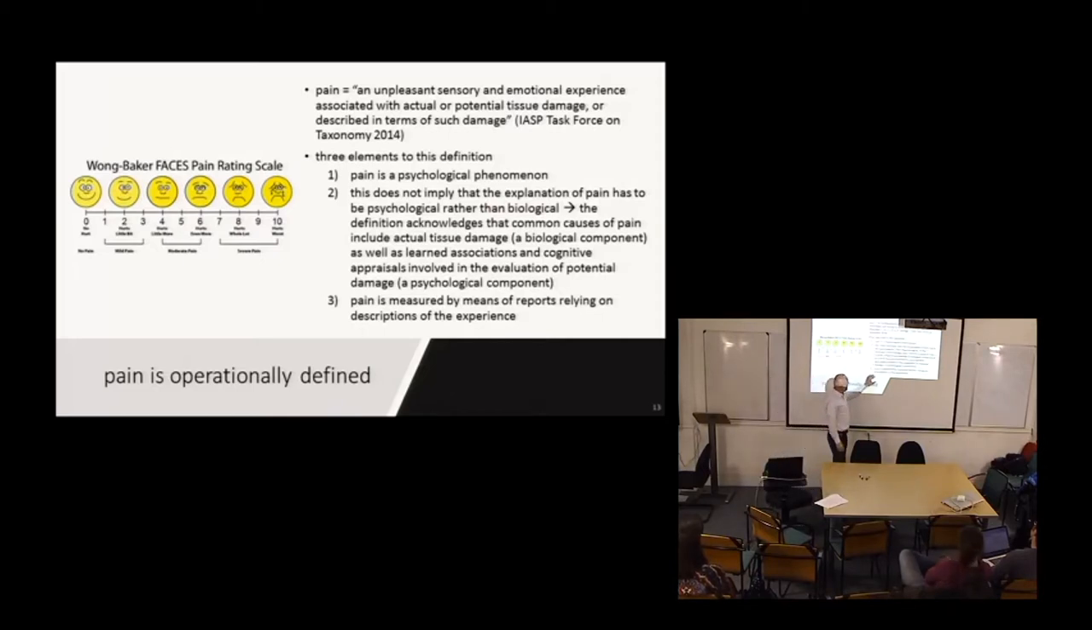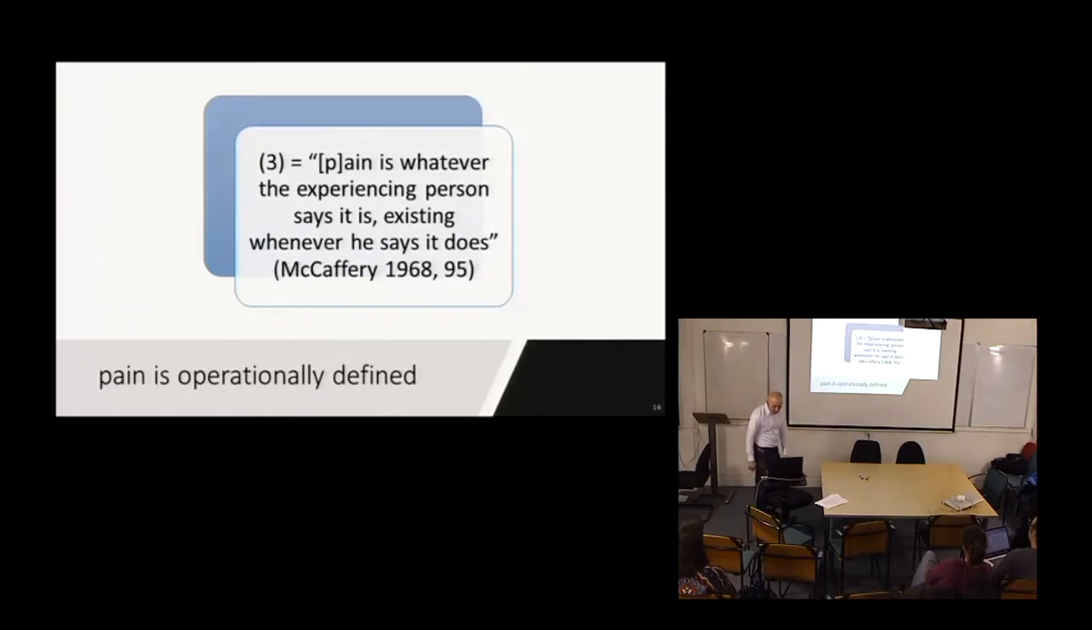The second point is that just because this is a psychological phenomenon, this doesn't mean that this phenomenon has a psychological explanation. One is willing to also introduce a biological component. So it's basically a statement of a biopsychosocial approach. Whatever causes pain, it's part of that explanation. But what interests me is just this third point here. Pain is measured by means of reports relying on the description of the experience. So this is an operationalized definition of pain, which is more evident in the actual paper that is behind that third element of the definition.